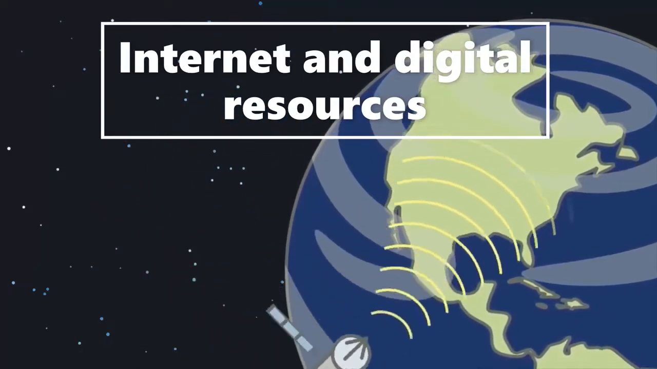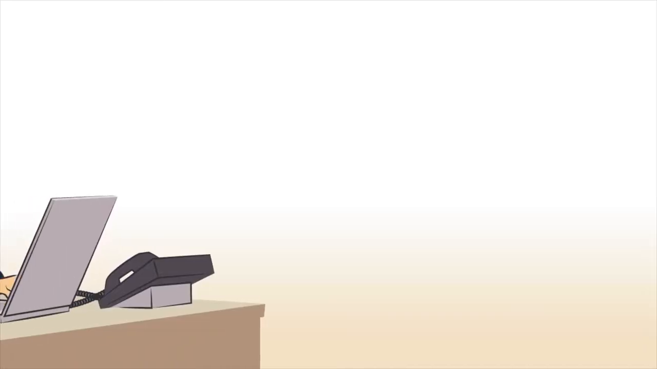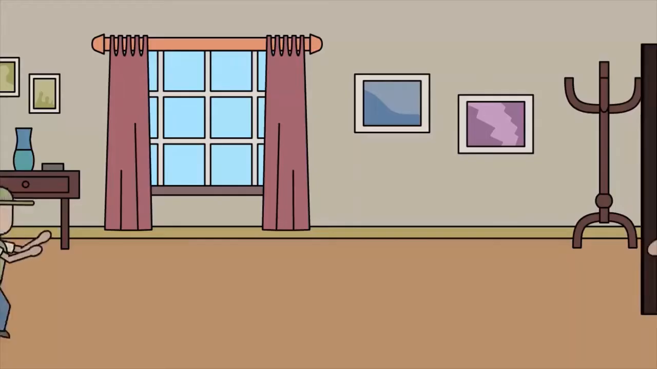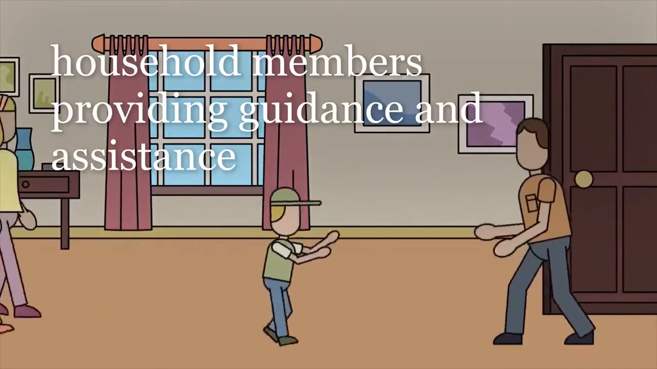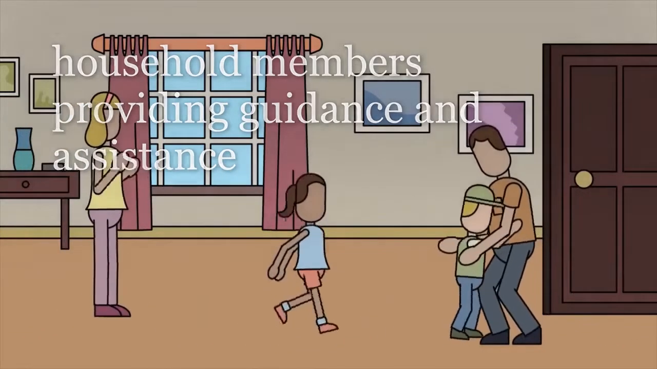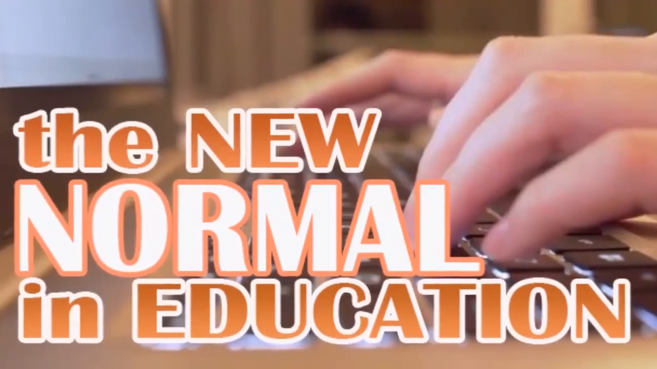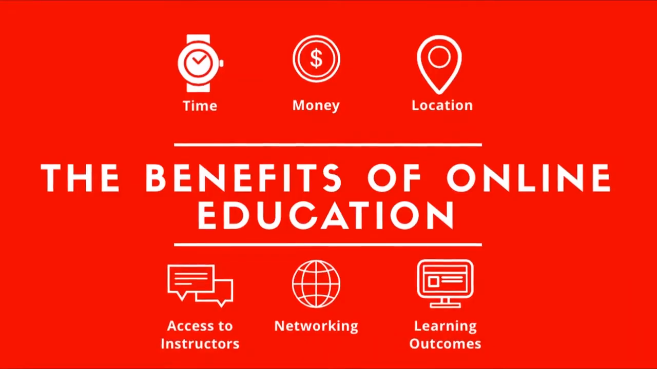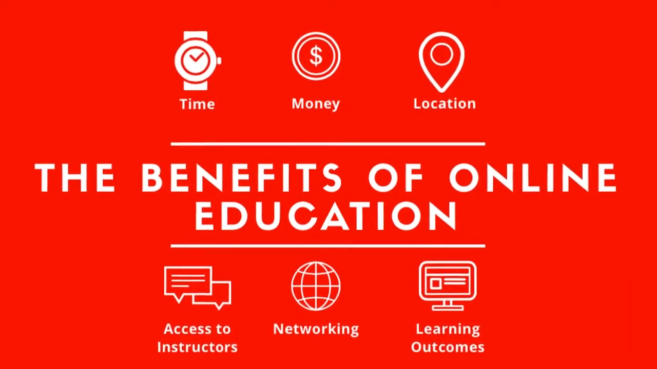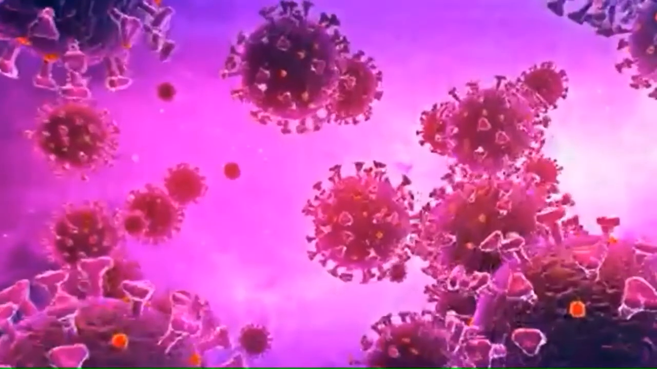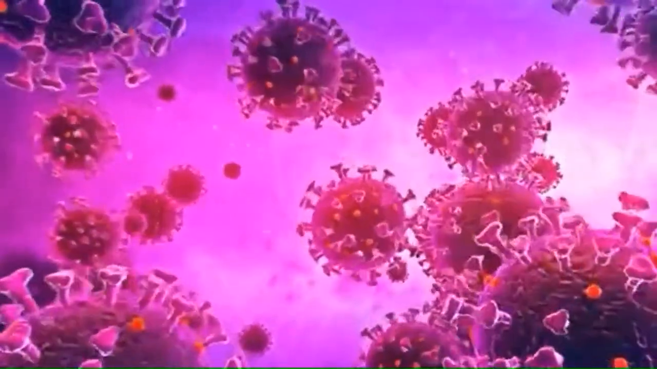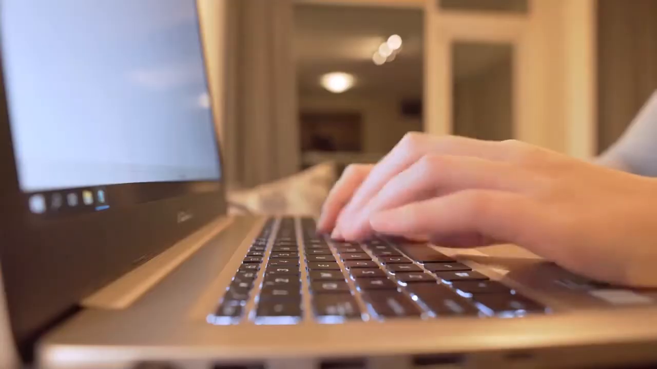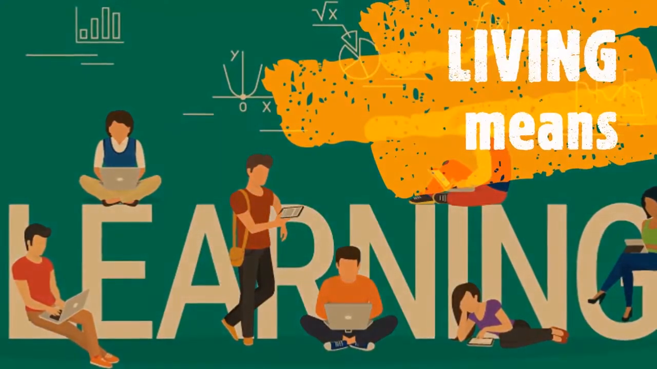Another facet to consider is the shift of responsibility in learning facilitation that requires the active participation of household members, providing guidance and assistance throughout the home-based learning scheme. The new normal needs also to be defined in terms of new and alternative means of evaluating learning to monitor individual student achievement. Learning online has long been proven to be beneficial to students and communities facing certain circumstances like what the COVID-19 pandemic caused. No matter what the situation is, learning has to be consistently achieved by every student, for living means learning.